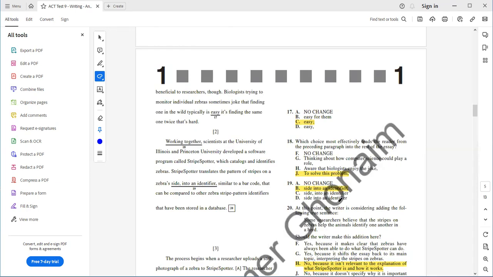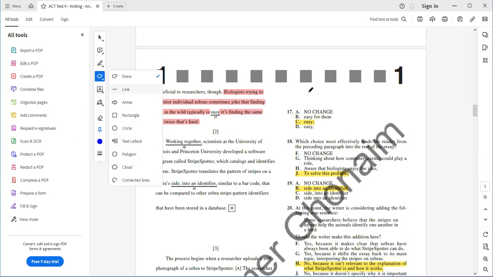Dr. Ahmed? Okay. Where's the beginning of the sentence? Okay. Biologists trying to monitor individual zebras sometimes joke that finding one in the wild typically is easy. It's finding the same one twice that's hard. Okay, this is an easy question that we repeated many times from the beginning of this question. This is independent.